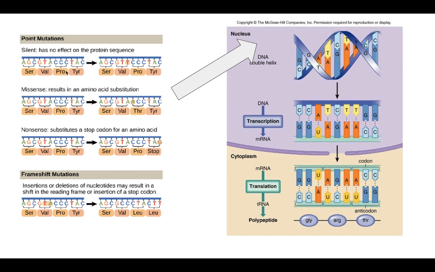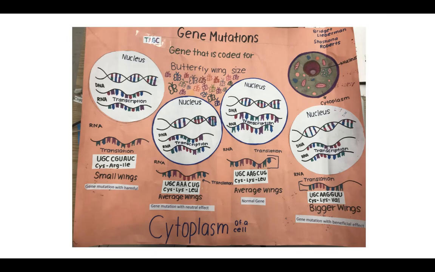And here again is some different types of mutations. So this would be part 1, and this would be part 2. And then the last part, after you're finished with it, you're going to take your model and you're going to explain, for example, if this was your model.